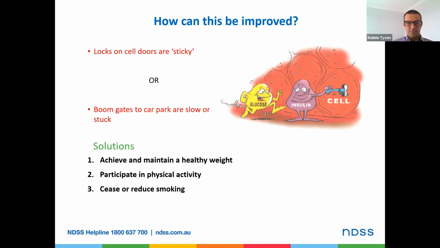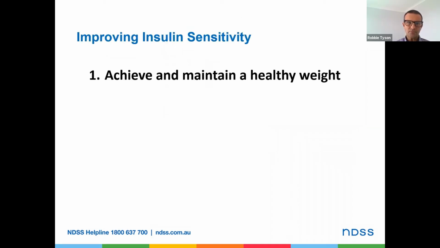So along with achieving and maintaining a healthy weight, and ceasing or reducing smoking. We said smoking before has a big effect on insulin sensitivity. So reducing it or ceasing it altogether is again going to help that insulin sensitivity and take the pressure off the pancreas. Overall, what are the three things we can do?